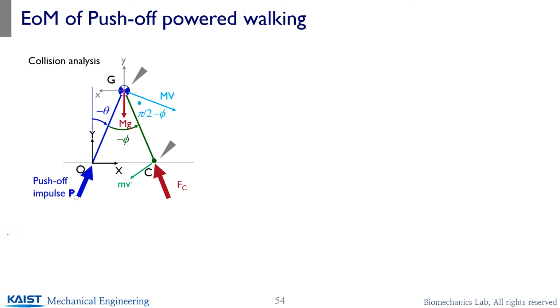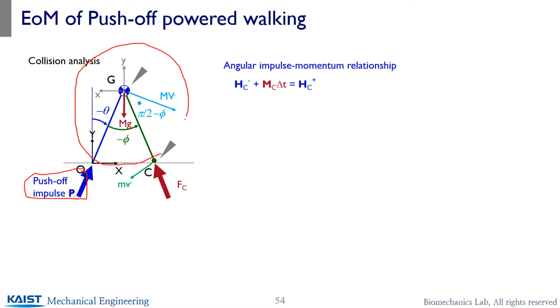The only change is the collision equation. You have an additional push-up impulse applied, and you should take that into account in the formulation. Previously, remember, to relate the after-collision and before-collision states, you applied angular momentum conservation with respect to point C, right? But since you have a push-up impulse applied, angular momentum is not conserved anymore. You should add the push-up impulse to your impulse-momentum relationship.